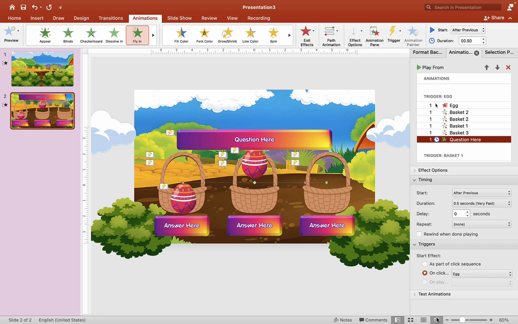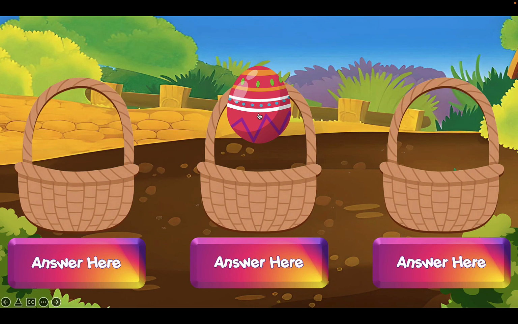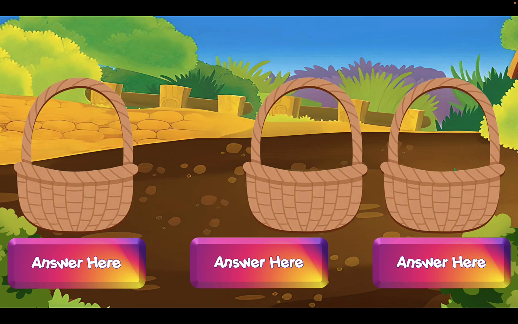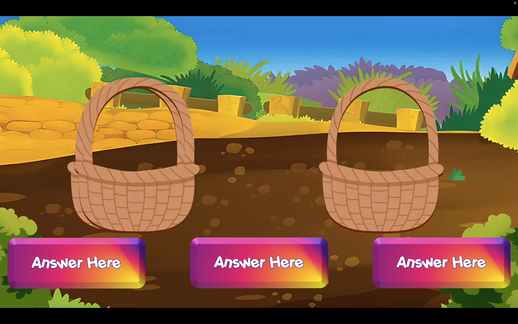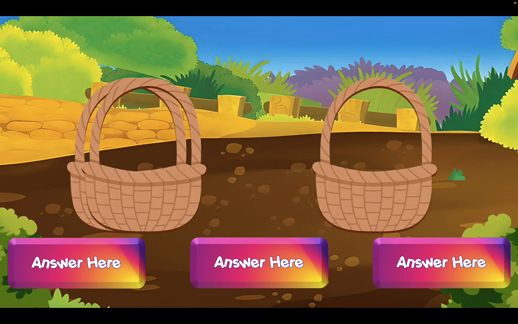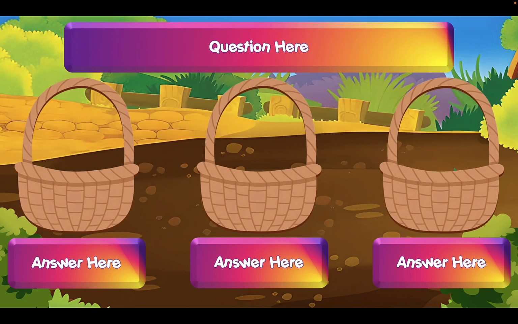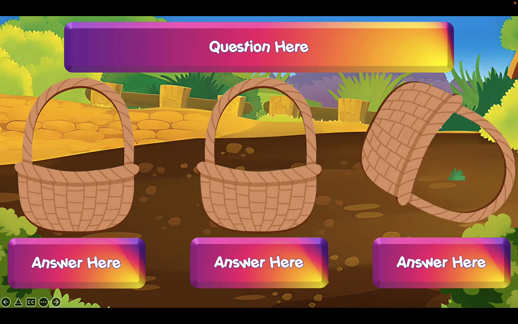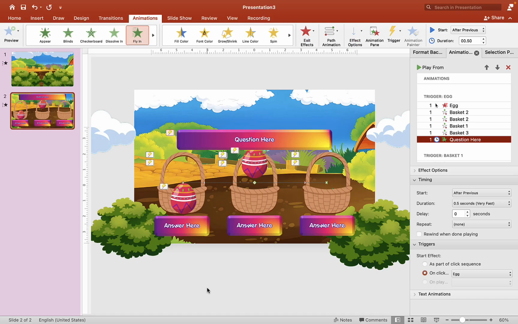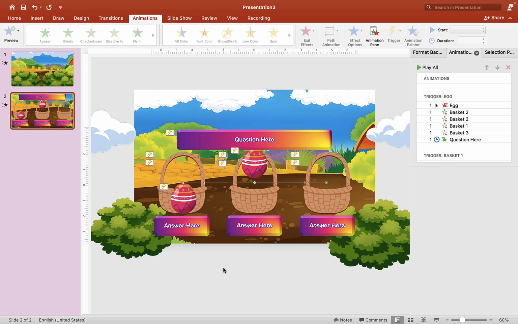All right, let's take a look at it. So let's click on the egg here. Awesome. And now the question comes up, and then you can click on a basket to try to find the egg. The hard part is done.